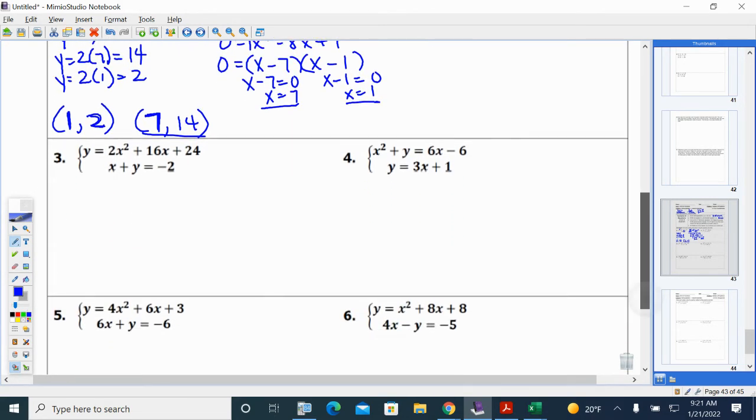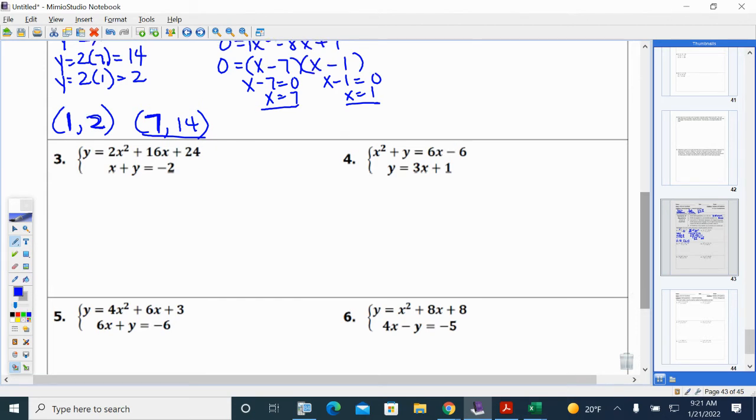I'm going to do one more really quick. Actually, I'm going to do 2 more. I want to look at number 4. Number 4 says x squared plus y equals 6x minus 6 and y equals 3x plus 1. So the first equation, I need to get the y by itself, so we're going to subtract the x squared. This is now going to say y equals negative x squared plus 6x minus 6.